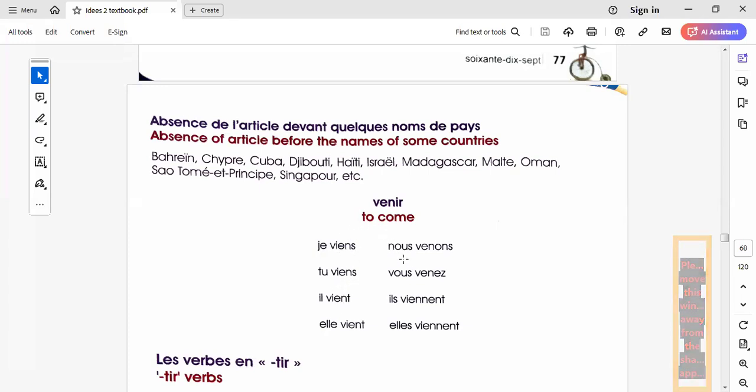In the plural form, we have nous venons, V-E-N-O-N-S, vous venez, V-E-N-E-Z, easy. Ils, elles viennent, V-I-E-N-N-E-N-T. So we have to be careful with this verb. This is an irregular verb that everyone has to learn. Je viens, tu viens, il vient, elle vient. Nous venons, vous venez, ils viennent, elles viennent. Whenever we talk about the pronunciation of the verbs, it always remains the same except for nous and vous.